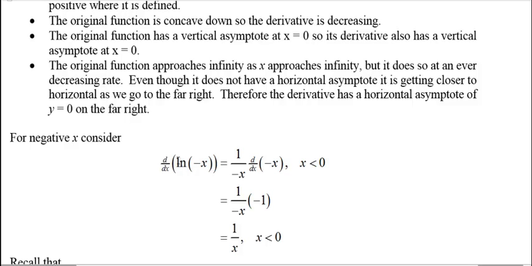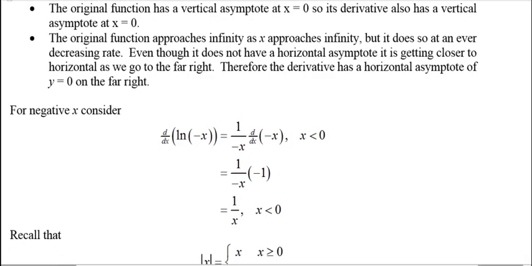According to the chain rule, this is the derivative of ln of u. It's 1 over u, being minus x, times the derivative of u. The derivative of minus x is negative 1. The negatives cancel, and you get 1 over x. Oh, that's interesting. So if x is negative, the derivative of ln of minus x is also 1 over x.